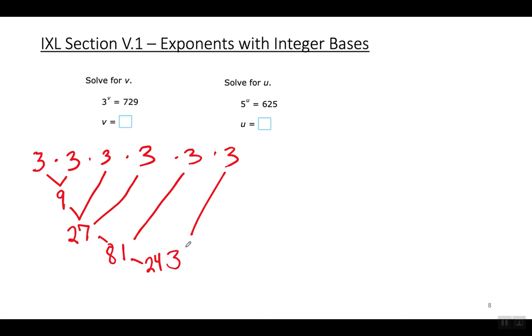All right, 243 times 3. 3 times 3 is 9. 3 times 4 is 12, carry the 1. 3 times 2 is 6, plus the 1 that I carried is 7. So 729. That's 3 to the 6th power is 729.